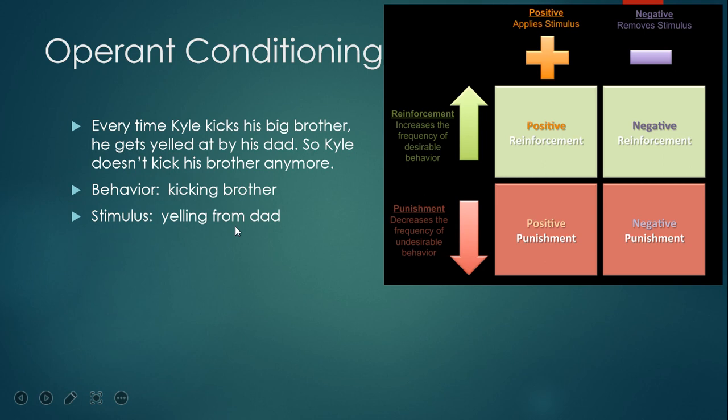Yelling from dad is being applied to the situation. So if something is being applied or added, we know it's positive. So if a behavior is decreasing and an unpleasant stimulus is being added, we've got positive punishment.